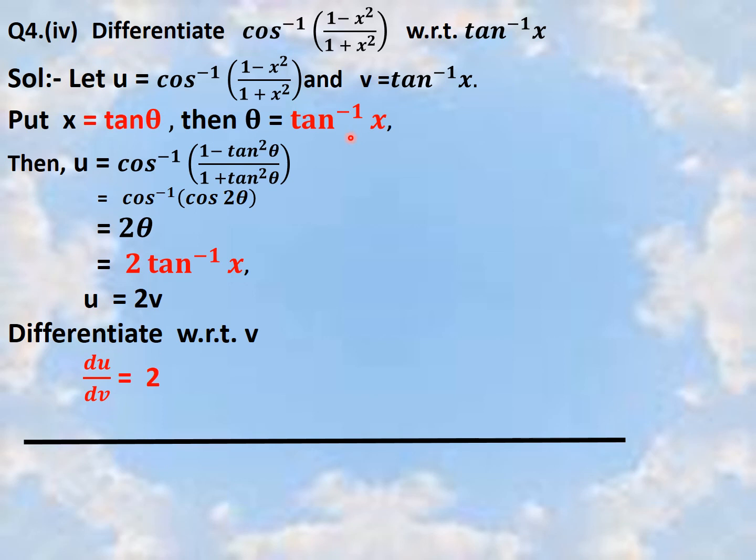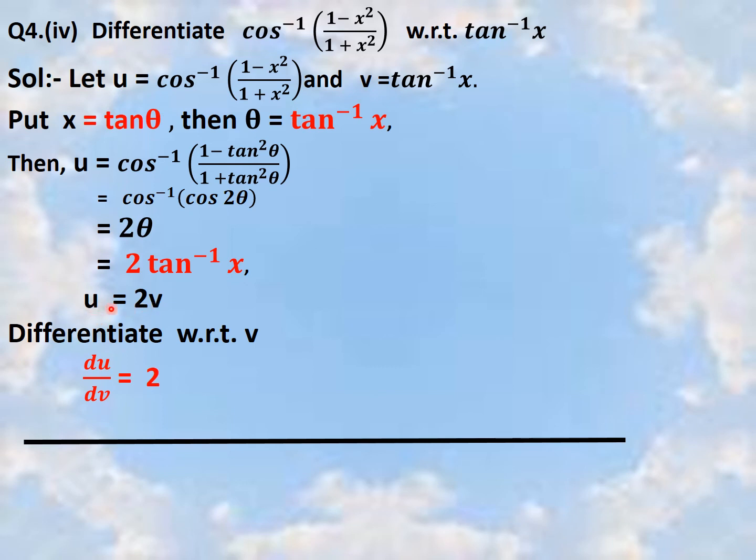Now we will start with the u. u is equal to cos inverse. Now we will substitute for x is equal to tan theta. Then we know that 1 minus tan square theta upon 1 plus tan square theta is cos 2 theta. That is cos inverse cos 2 theta. We know it is 2 theta. And resubstitute for theta, that is tan inverse x. Now tan inverse x is nothing but v. So we get u is equal to 2v, that is u is a function of v.